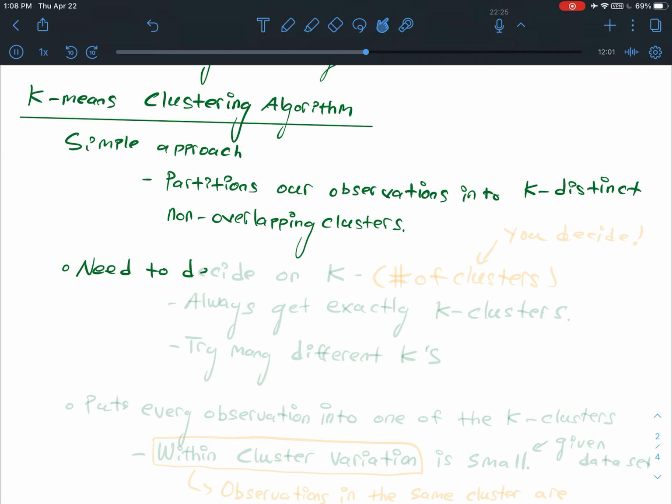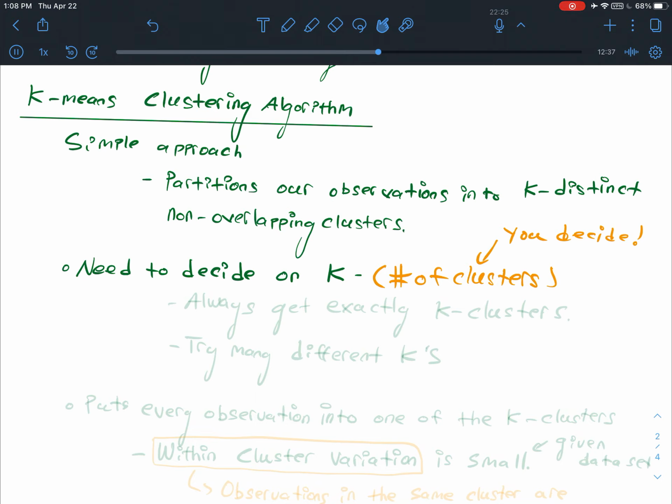So we need to decide on k. And here, this k is just, I'll write in a different color because this is important, the number of clusters. And this is something you decide. So that's quite important. You decide on the number of clusters to start out with. You can decide you want one cluster. That's quite trivial. You just put everyone into the same group. You can decide you only want 2 clusters. You can decide you want 1,000 clusters. It's really up to you.